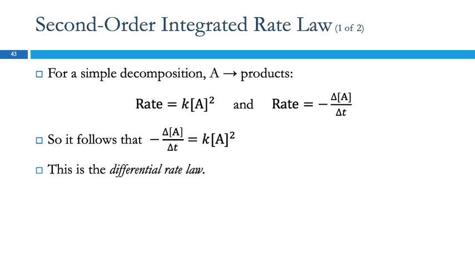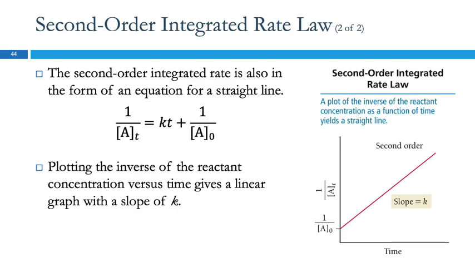Okay, so let's look at the second order reaction. So here the rate would be equal to a constant times the concentration of that reactant squared. The rate is still equal to negative delta A over delta t. So we can put those together to get the differential rate law. You integrate that, and you get this. So this is second order.